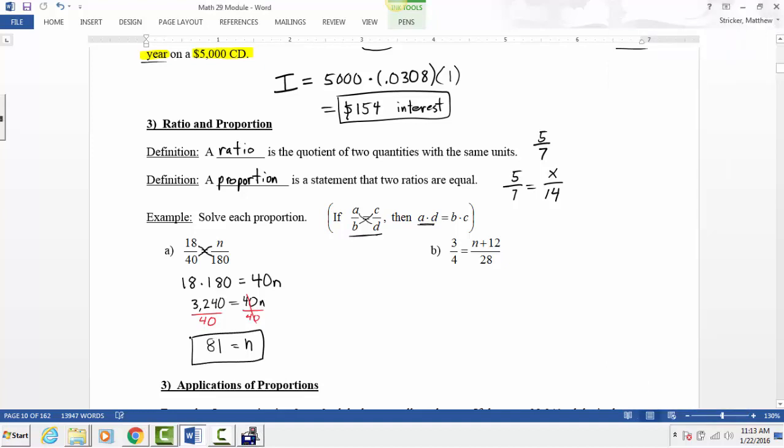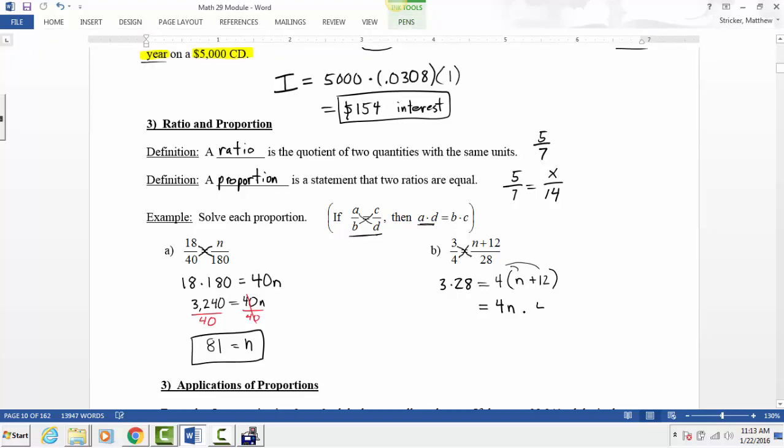That's one. Let's do one more. Again, we're going to cross multiply. So we take 3 times 28. This one's a little bit more difficult, not a lot. It's difficult because when we do the second part here, 4 times n plus 12, you have to put that n plus 12 in parentheses because the 4 gets multiplied by the whole thing, which means we're going to have to distribute on the right side. So we have 4 times n is 4n, and 4 times 12 is 48.